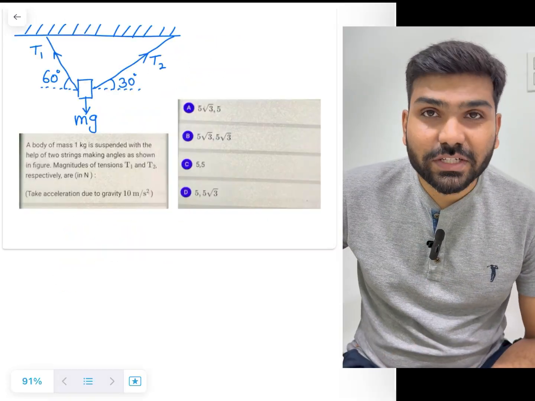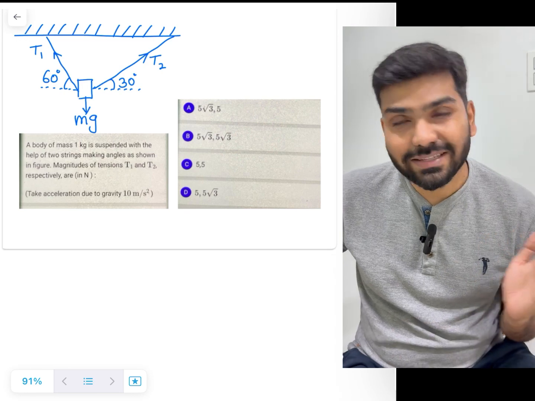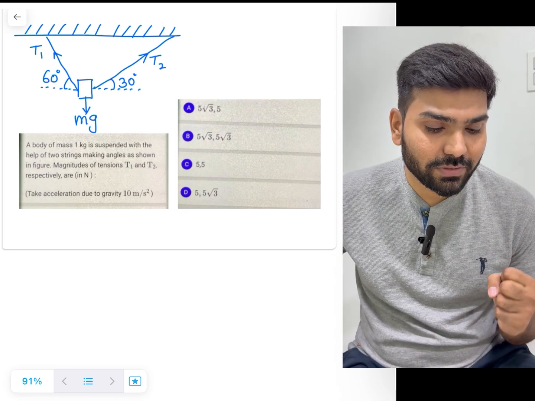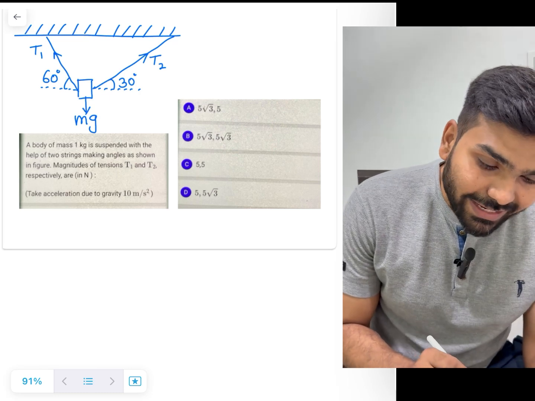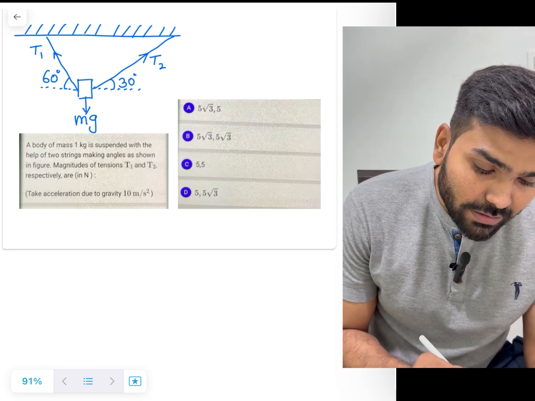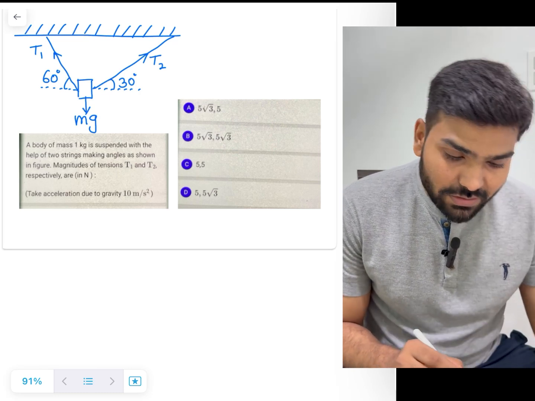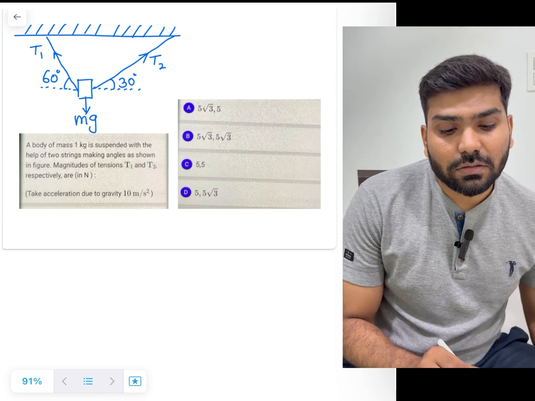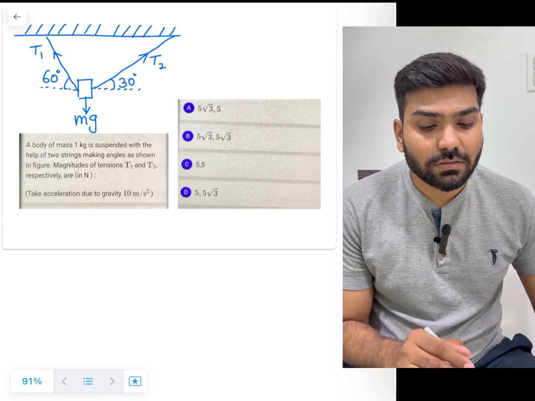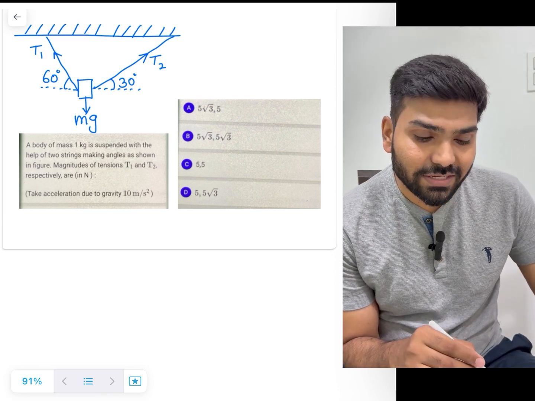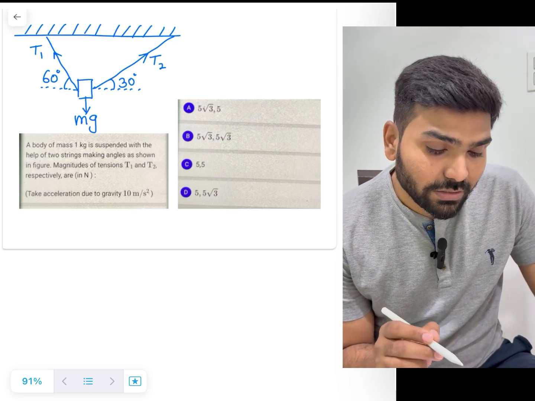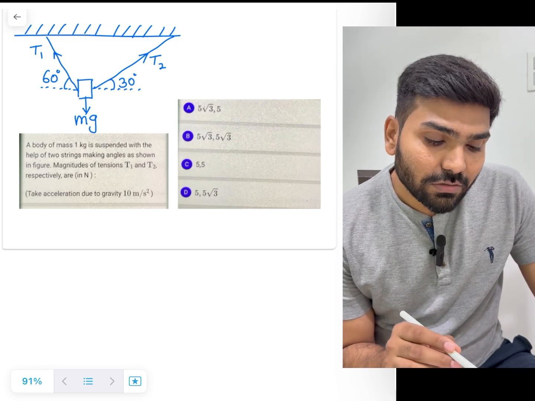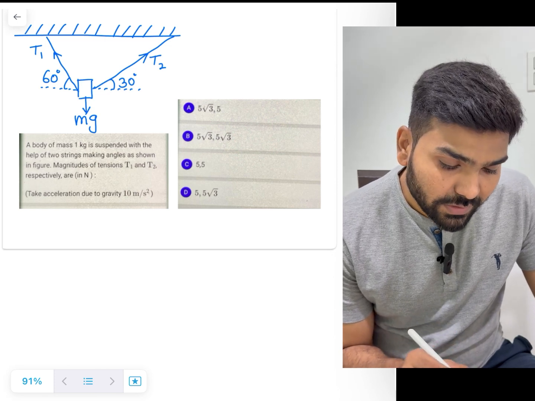Okay, so this question is less from a laws of motion point of view. It is more like a vectors question. Okay, so the diagram is given over here. A mass is hanging whose weight is given as mg over here, and one of the strings is attached at an angle of 60 degree, and the other string makes an angle of 30 degree. So this whole system is given in equilibrium.